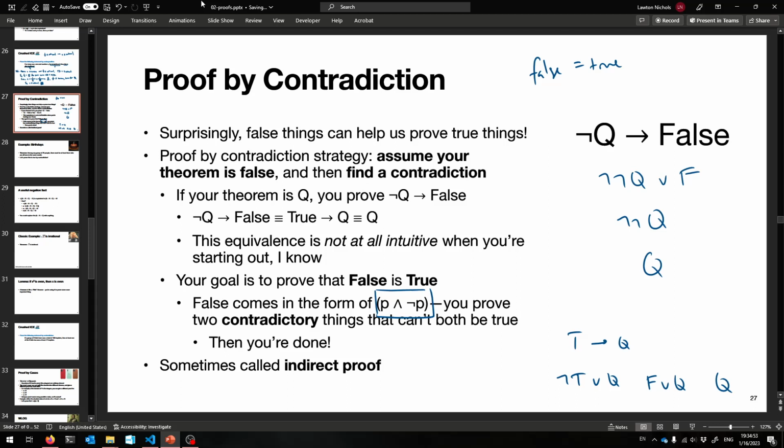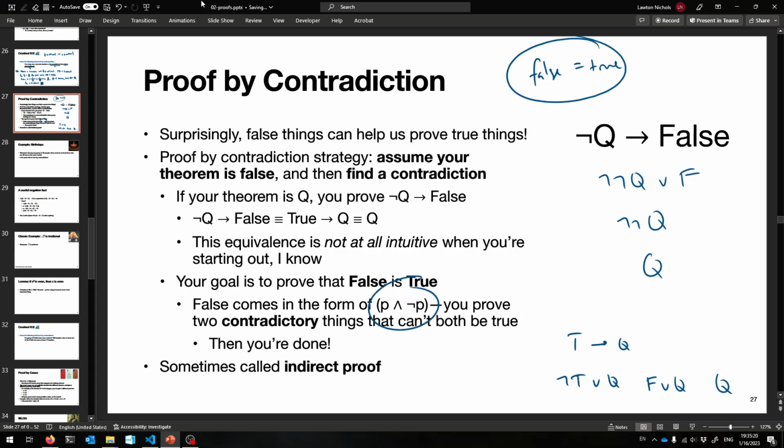False comes in the form of, like, you have some statement P, and you also have at the same time, you've proven both that P is true and P is false, right? Which is contradictory. It must be one or the other, right? Something is either true or it's false. It can't sometimes be true, sometimes be false in logic. So if you ever have this, that is equivalent, using our rules, to false. It's impossible to be in both of those statements. That's a contradiction.